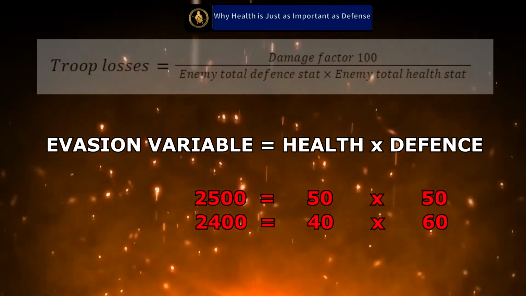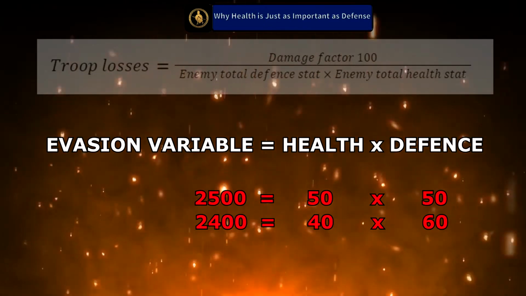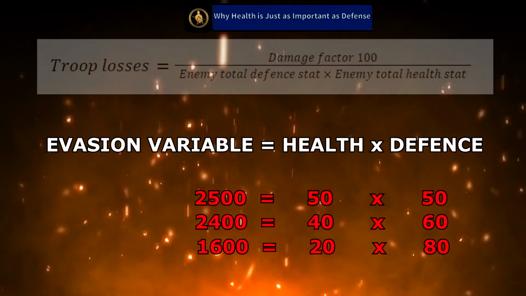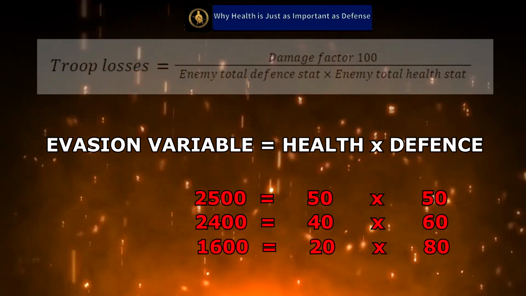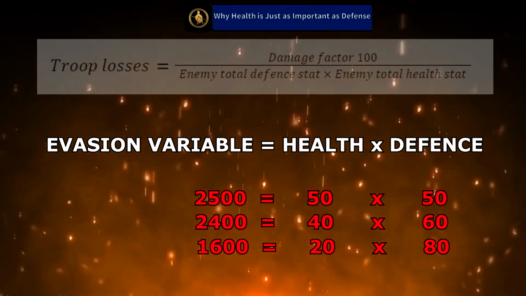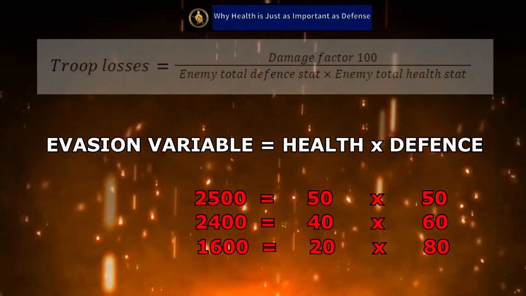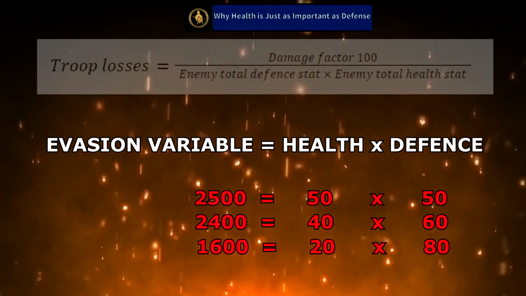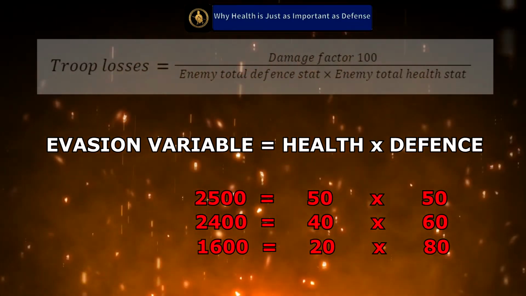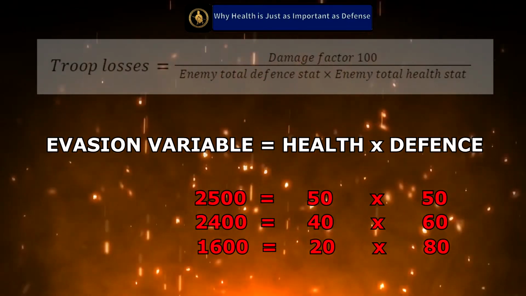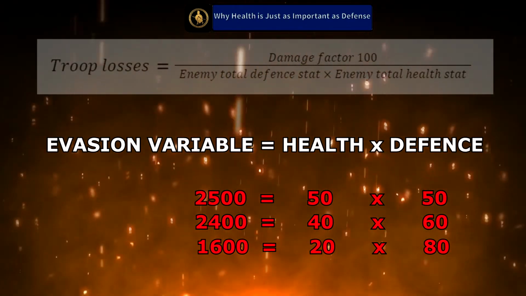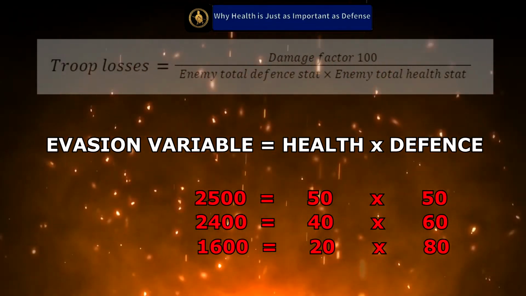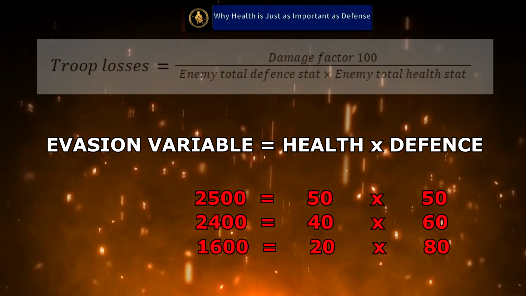But let's have a look at another example as well. So let's say defense is 80 and health is 20, or vice versa. When we multiply these, 80 multiplied by 20, we get an evasion variable of 1600. So you can see if we dramatically increase one of either stat and the other is quite low, the evasion variable does come out lower. But as you saw when we did 50 multiplied by 50, we got 2500 as our evasion variable. That was a much higher value.